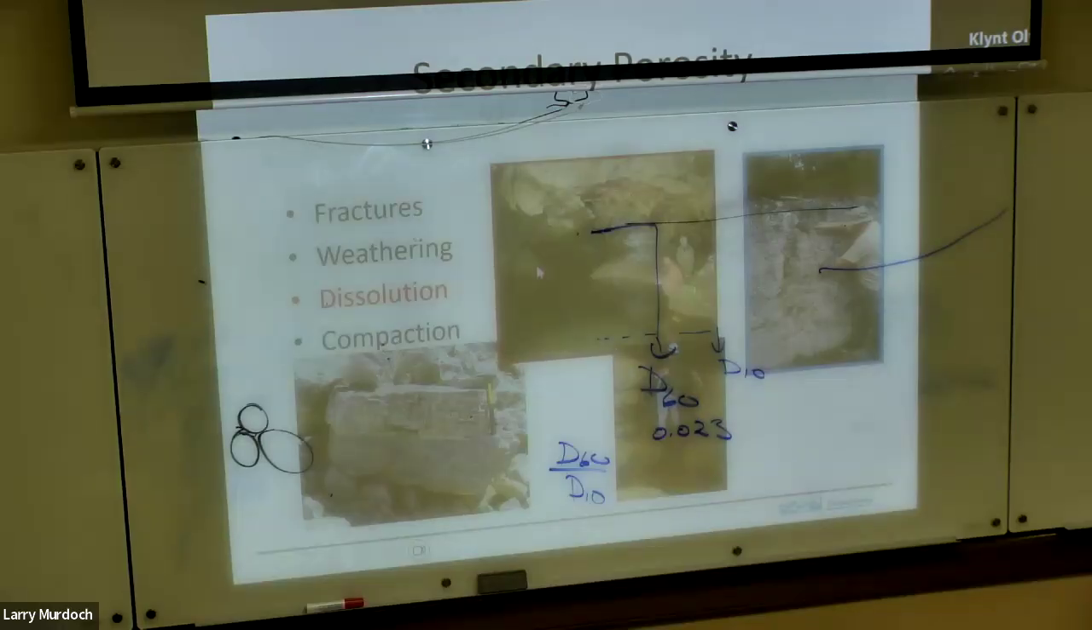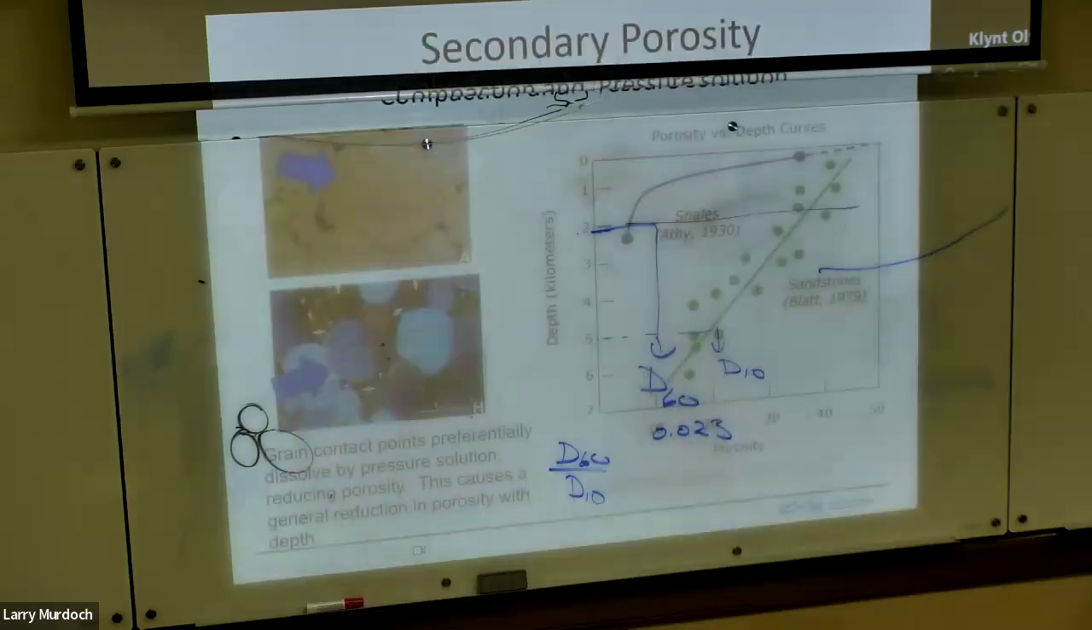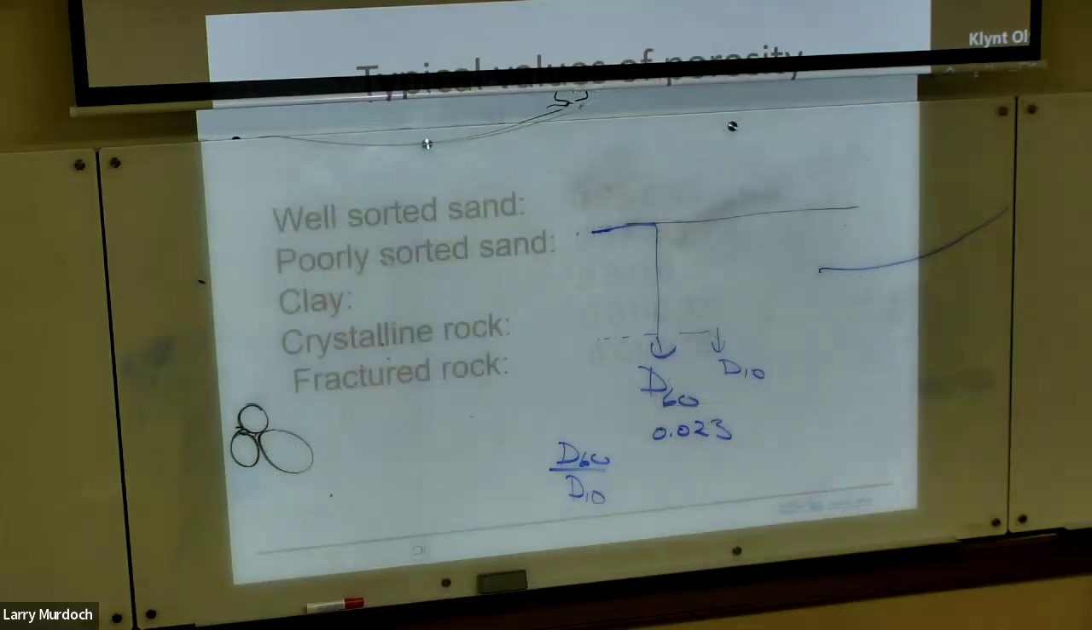And I don't know, does anybody do any caving? No? Okay, it's pretty cool. Go down in there, explore these pore spaces. And then compaction and pressure solution. There's an example of this suturing that occurs as the grains are dissolved away.